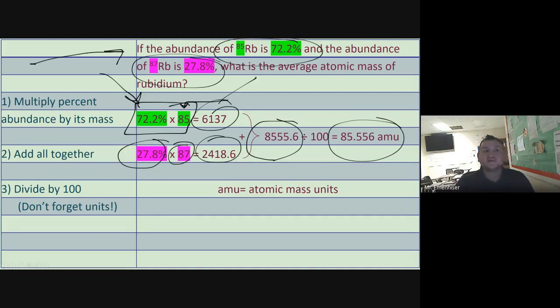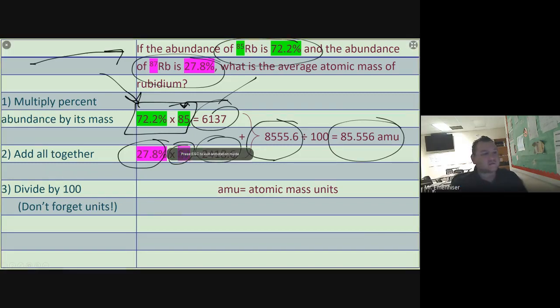The unit here is going to be AMU or grams, depending on what's given in the problem, and I'm not worried about the units. The most common unit that we use here is called AMU, which is atomic mass unit. The atomic mass unit of a proton is 1. Neutron is 1, and the electrons have no mass, so it's 0.